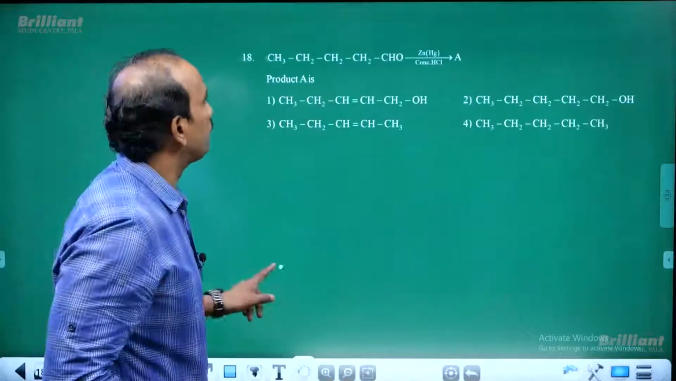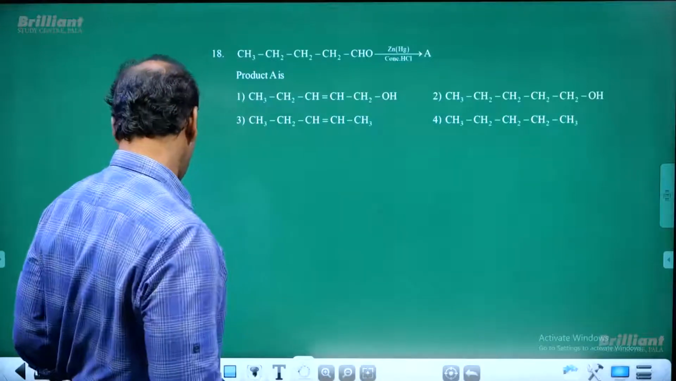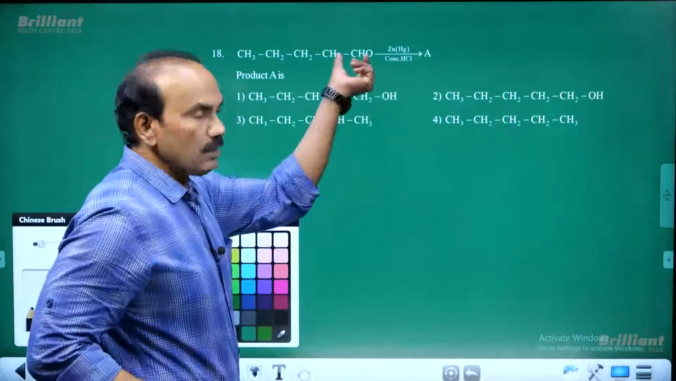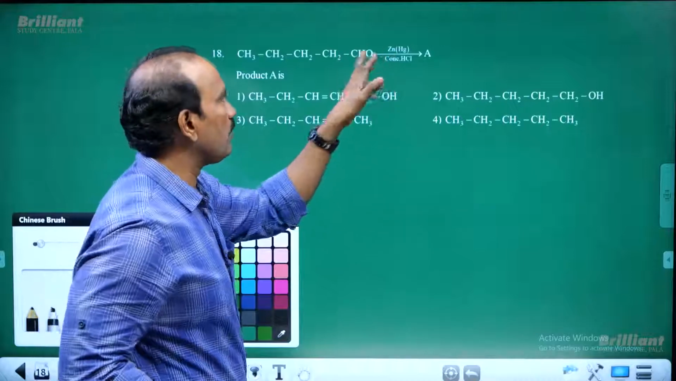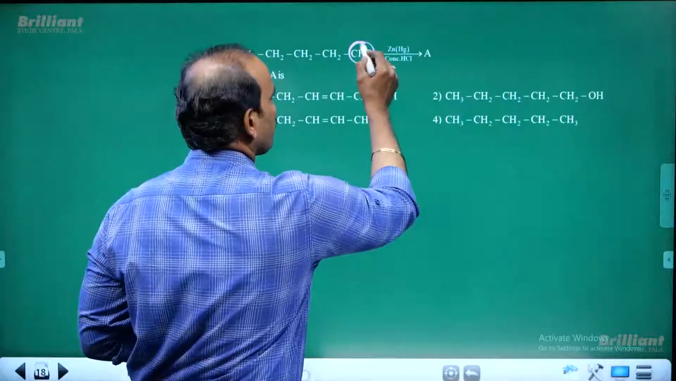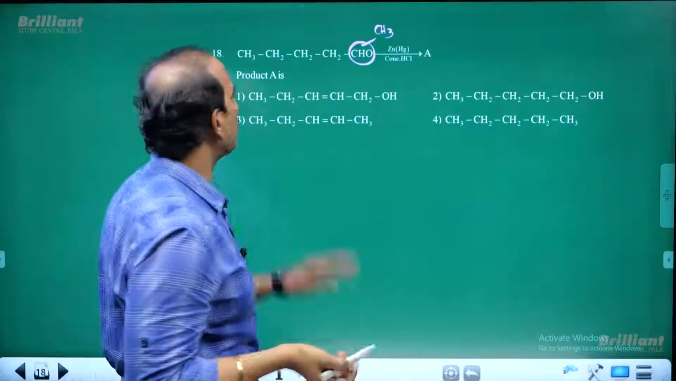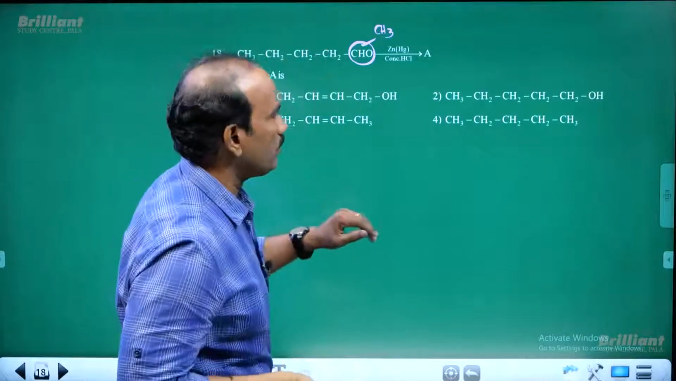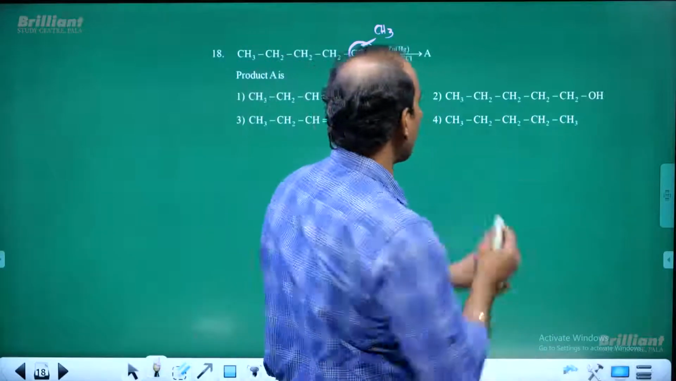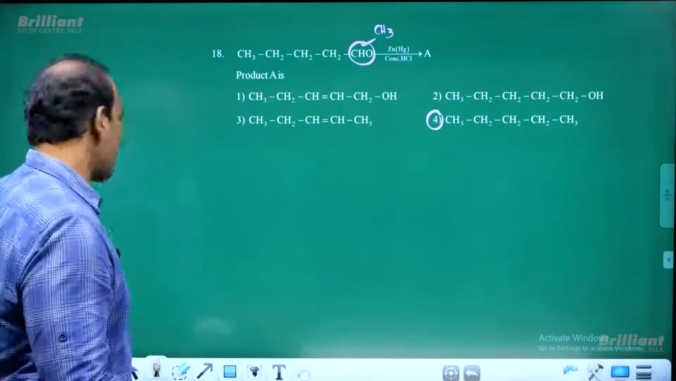Next one, the same, Clemmensen reduction. What is the Clemmensen reduction? The aldehyde group changes to a methylene group. So this group changes to CH3. Okay. What is the option? 1, 2, 3, 4, 5. So 1, 2, 3, 4, 5. The option is this one. Okay. Next one.